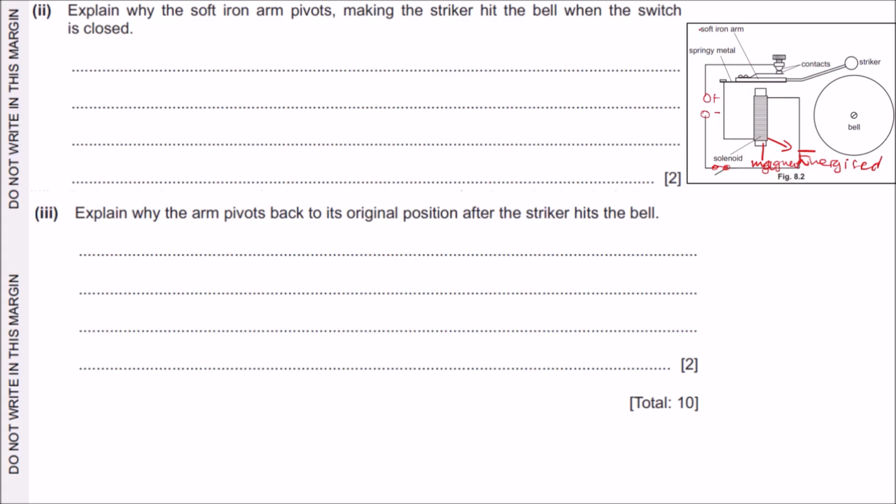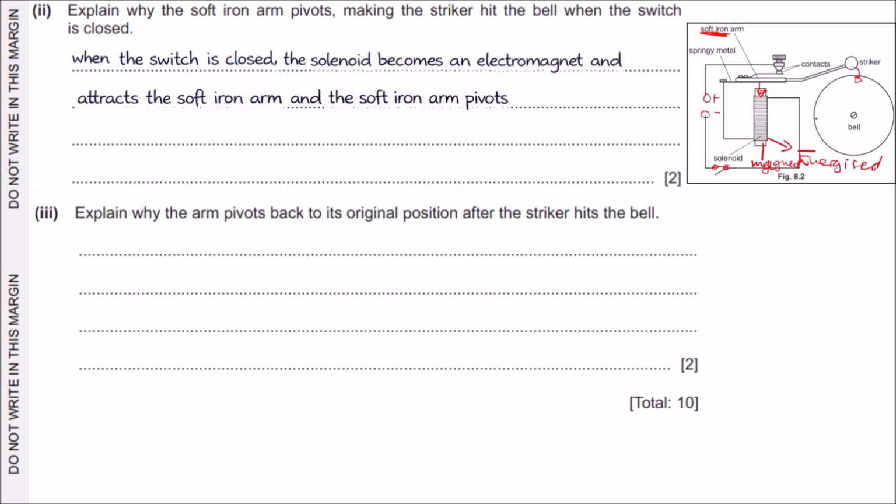Because it's a magnet, soft iron is electromagnetic. It's attracted to a magnet. So it will be pulled towards the magnet. It's attracted to the magnet like this. In so doing, it moves with the striker, which is going to hit the gong. So the ideal answer was, when the switch is closed, the solenoid becomes an electromagnet. It becomes energized. And attracts the soft iron arm, and the soft iron arm pivots.